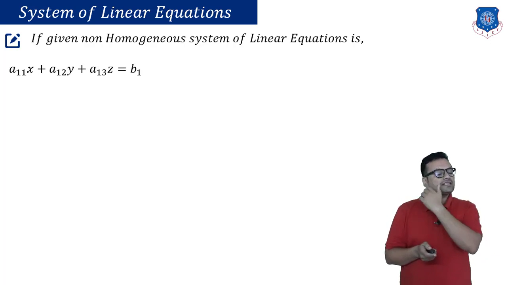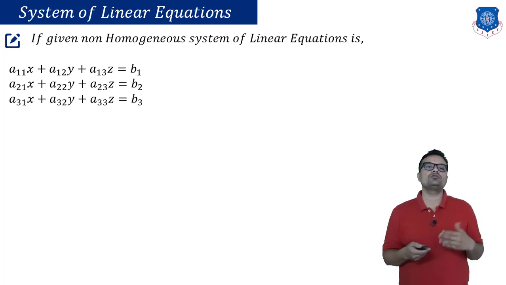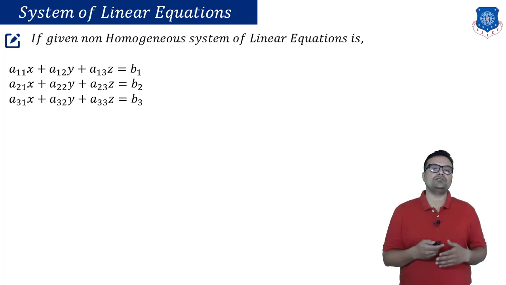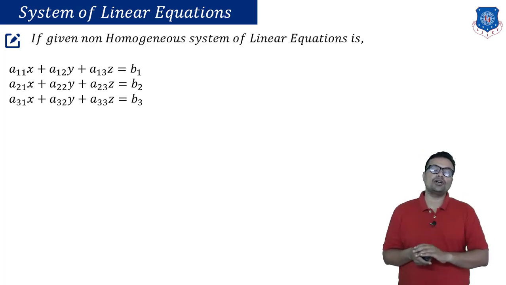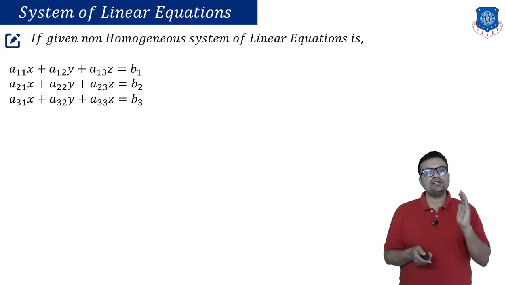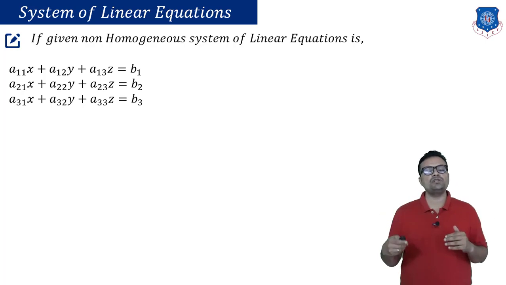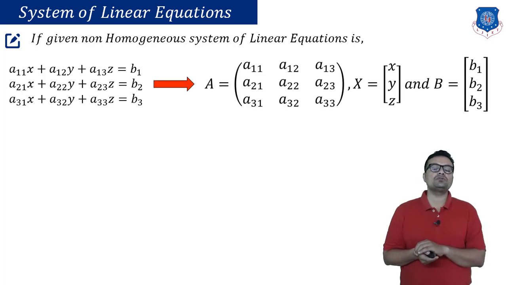So to consider this technique, I am considering three equations at a time. Later on we'll see how to generalize this up to n equations with n unknowns. This is a 3 cross 3 system, 3 equations, 3 unknowns. So here x, y, z are unknowns. A11, A12, A13 up to A33 are coefficients, and B1, B2, B3 are the constants on the right hand side. The first and foremost step would be to convert this into the matrix form.